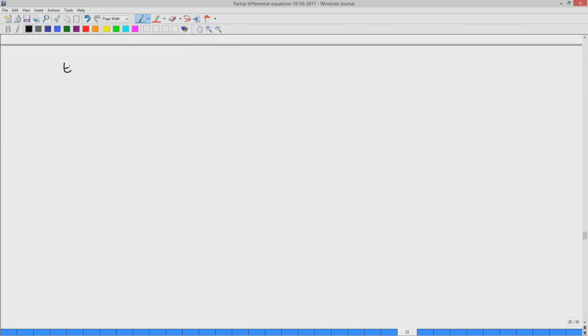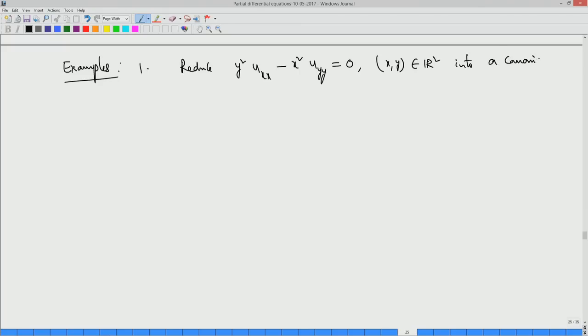We start with an example that is a hyperbolic equation. So let us consider the examples. We will consider three examples. One is: reduce the PDE y square uxx minus x square uyy equal to 0. The domain is not given, so basically (x,y) belongs to R2, into canonical form. So this is the question. So we will solve it.